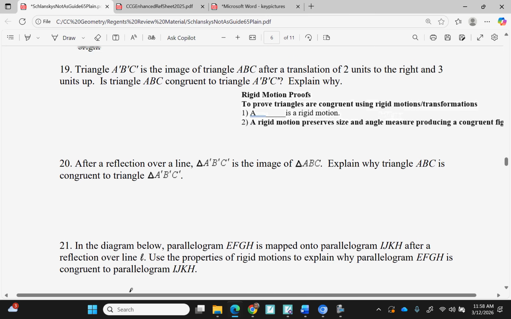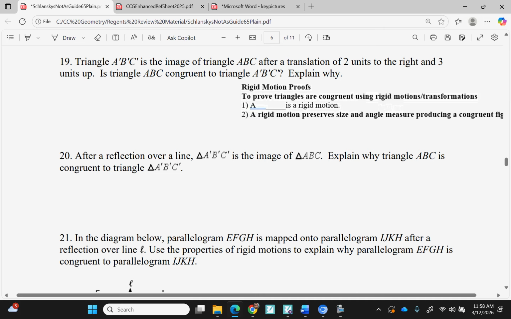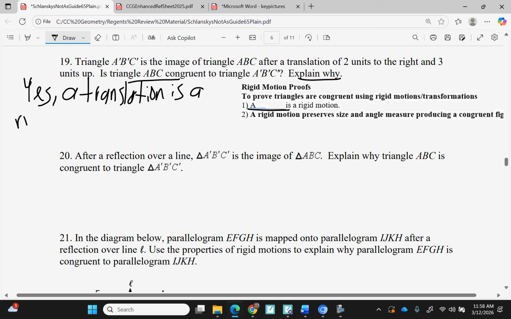Number 19. It wants you to determine if the triangles are congruent after a rigid motion, and it wants you to explain why. Well, as long as it's a reflection, a rotation, or a translation, the answer is always yes. Is triangle ABC congruent to triangle A'B'C'? Yes. A blank is a rigid motion. A translation in this case is a rigid motion.